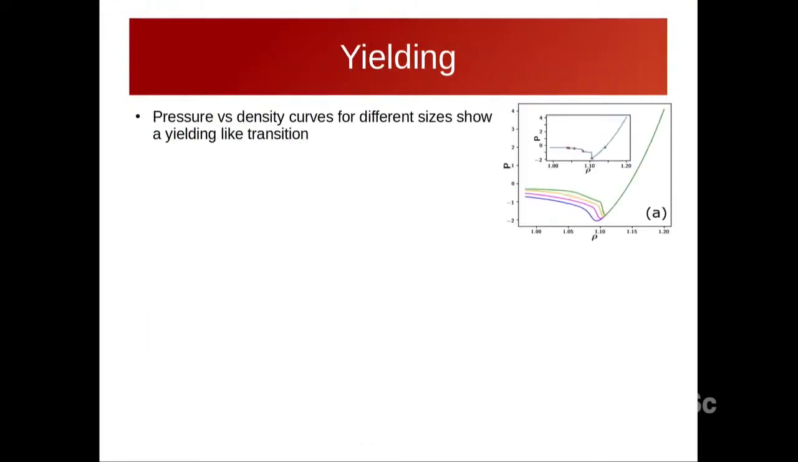So I'll start with the results. When we start with the high density glass, we expand it. This is the curve that is followed. This is pressure and this is density. As you can see, on expansion the pressure is decreasing, and beyond a point you see some yielding-like criteria. The different curves are for different system sizes.